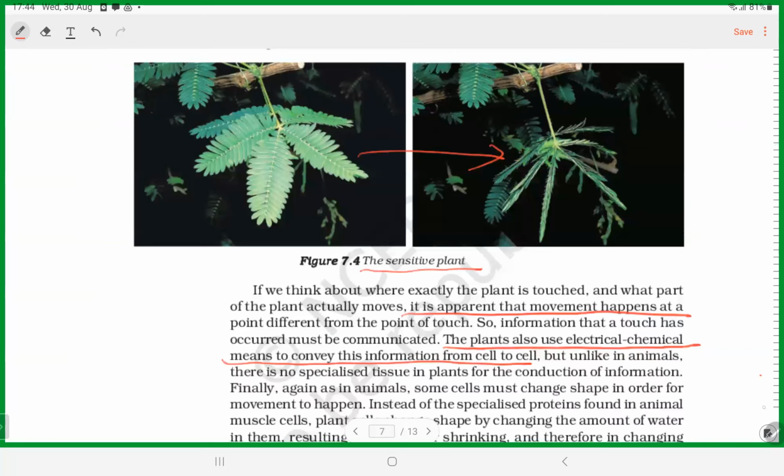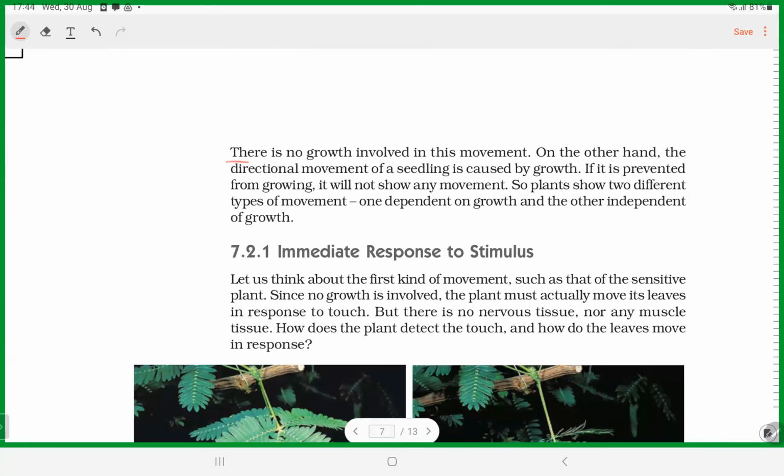Can you understand? Fine. So growth is not involved in the Tasminot plant, but the movement of a seedling is caused by growth. Based on these two different types of movement, one dependent on growth and the other independent of growth, control and coordination in plants is assessed. Can you understand? Fine. So what forms the basis? That is what is given here.